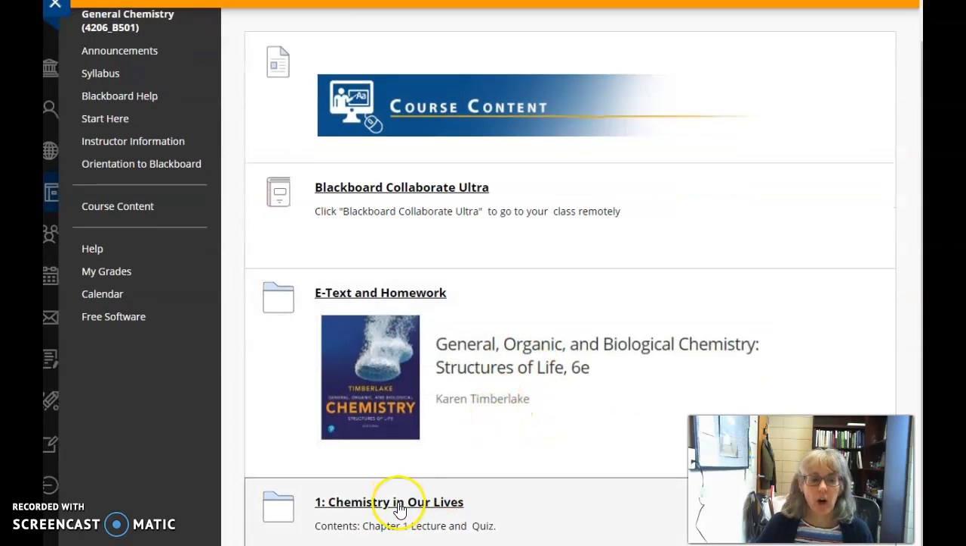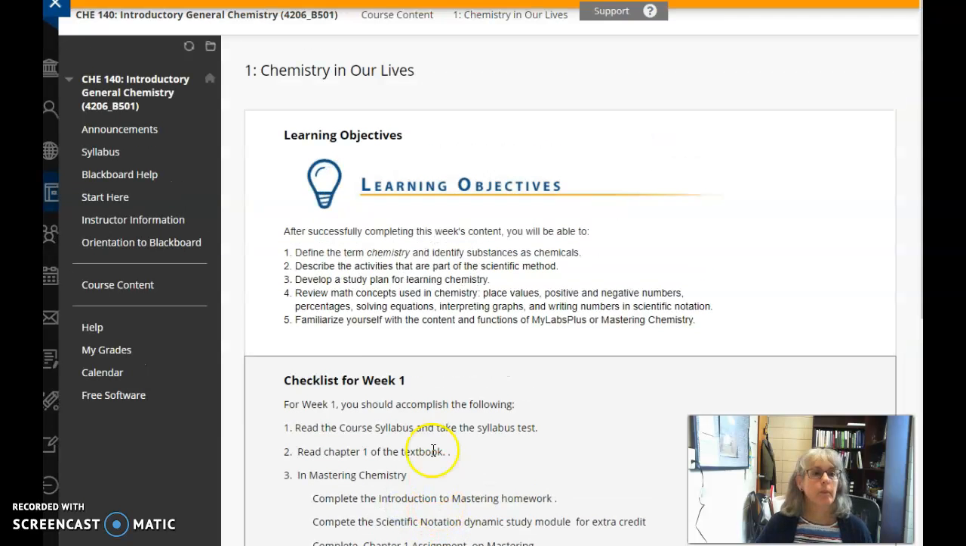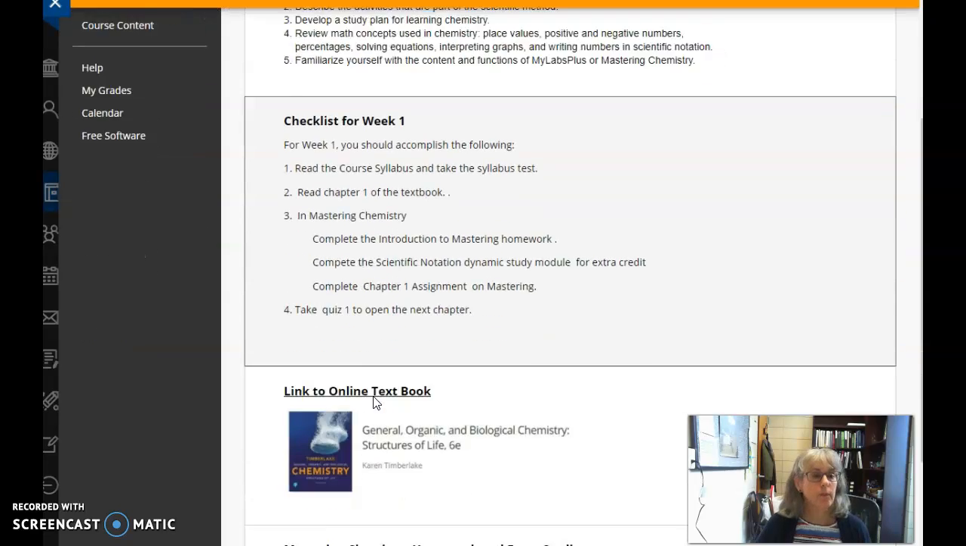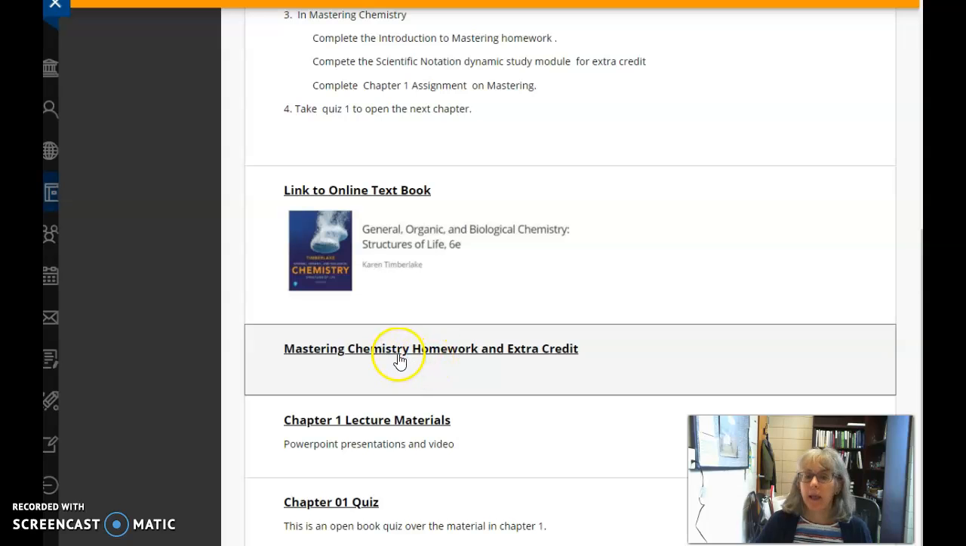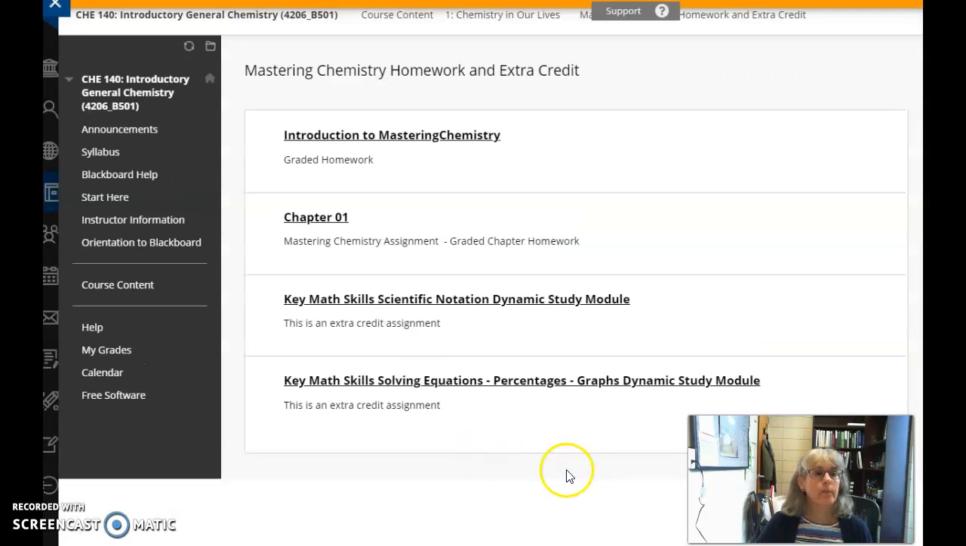And here is our first tab, Chemistry in Our Lives. Each of these tabs has a learning objective, things that you're planning to learn this section, a checklist for the week so you know if you've completed all the tasks, a link to the online textbook, a link to your Mastering homework and your extra credit, and lecture materials. Let's look at the homework.